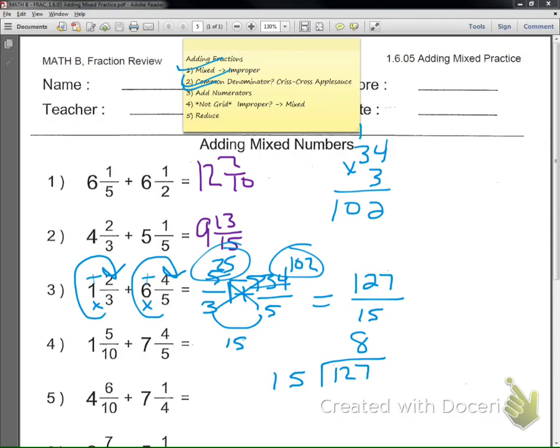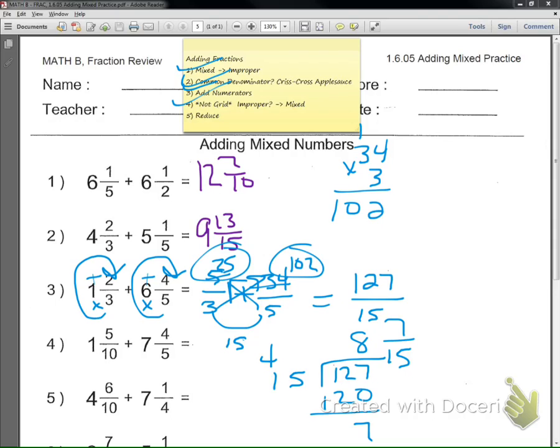Try dividing by 8 this time. 8 times 5 is 40. Carry my 4. 8 times 1 is 8, 9, 10, 11, 12. Oh, there we go. Remainder of 7. So I put my 7 over top, 15.